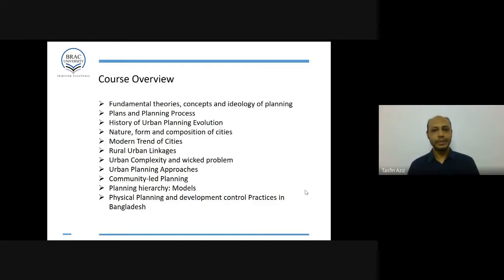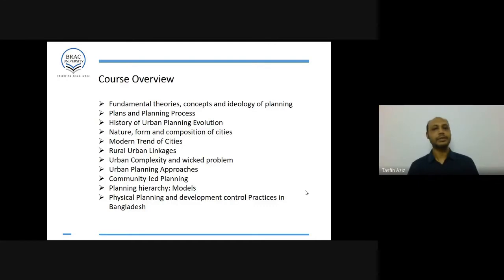So fundamental theories, concepts, and ideologies of planning is not only taking you through the theories and concepts, but also rationalizing how these theories, concepts, and ideologies are actually implemented in the field. To do that, we need to understand the system, and this system comes through the plans and planning process. The planning process is dependent on the systemic behavior of a city, and to understand that behavior, we need to understand a bit about the history of urban planning evolution.